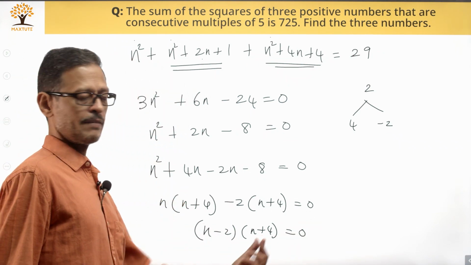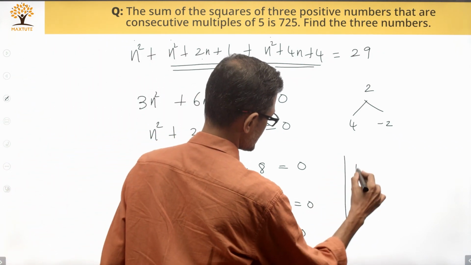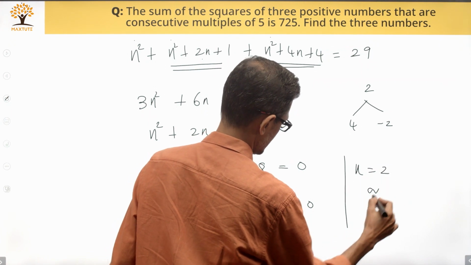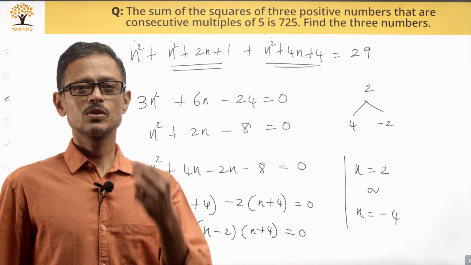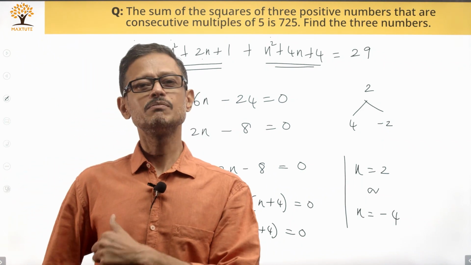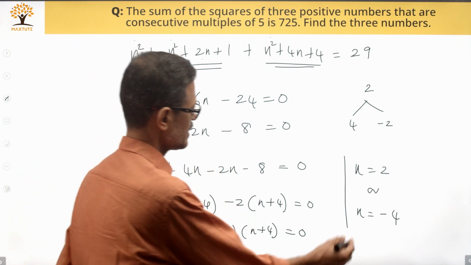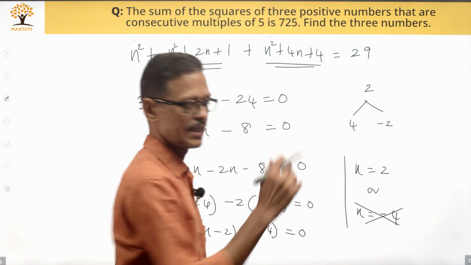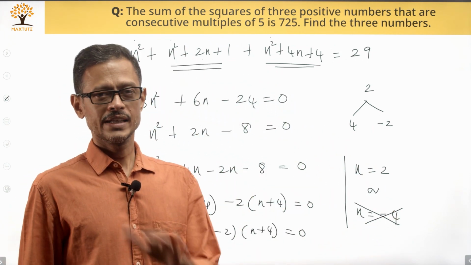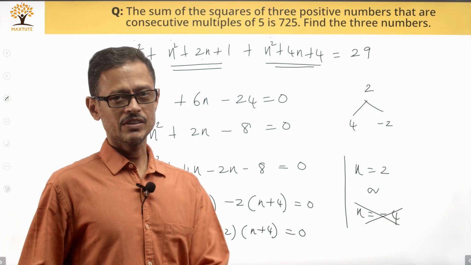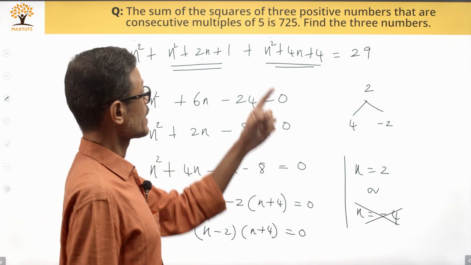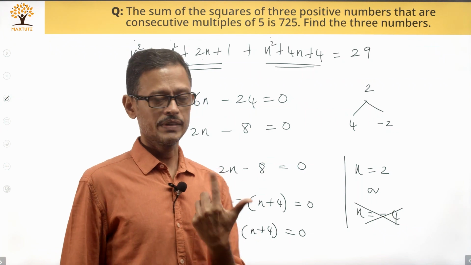So, what are the values of n? n will either be 2 or minus 4. We know that we are talking about squares of positive multiples of 5, which essentially means that n cannot be minus 4, n has to be 2. So, n is 2. Is that where the question ends? No, you will not get full marks at that point. We have found everything, but what we need to actually find out is what are those three numbers.